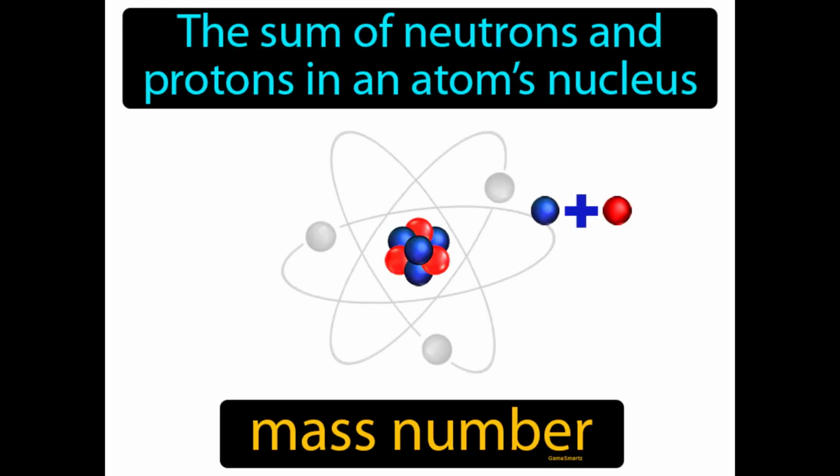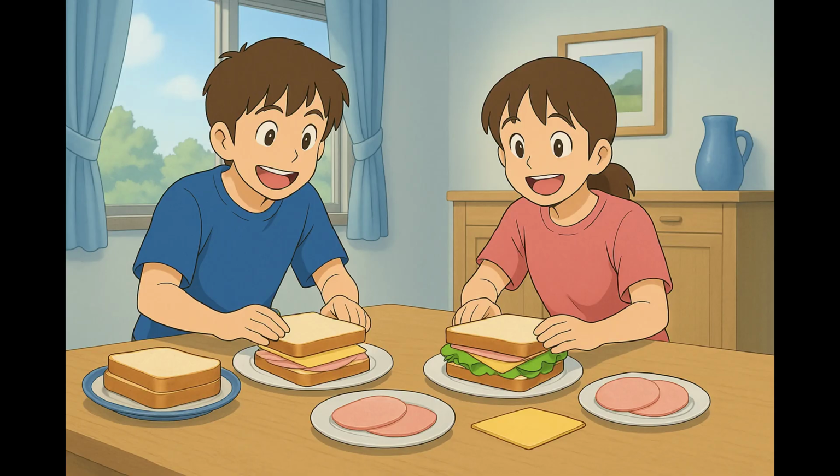The sum of neutrons and protons in an atom's nucleus. Mass number. The mass number is the total count of protons and neutrons present in the nucleus of an atom. Imagine trying to make a perfect sandwich by balancing just the right amount of bread and filling.